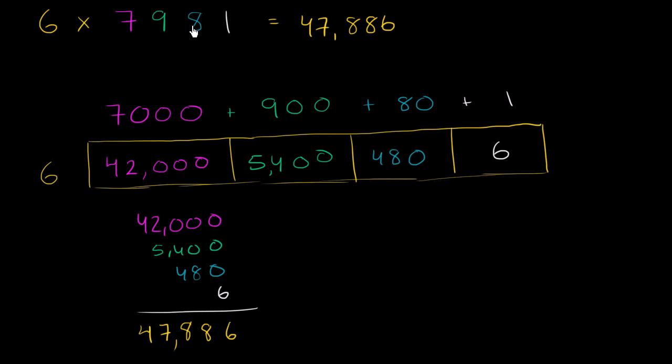Then what's 6 times 80? 480. Have to add that to the 47,400 to get to 47,880. And then what's 6 times 1? Well, that's 6. We'll add that to the 47,880, which I've been keeping in my brain, and that's going to be 47,886. So this helps you understand what's really going on when you multiply multiple digits, and it's a useful technique for doing mental multiplication.